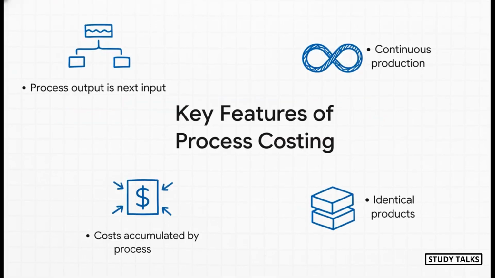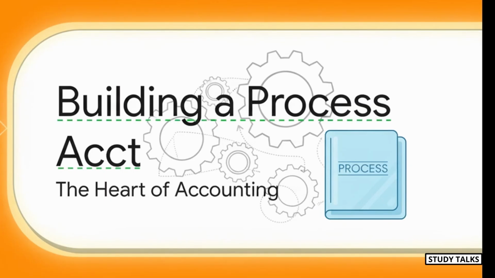So here are your clues. In an exam question, if you see that production is continuous, the products are identical, and you can't tell them apart, and costs are being tracked process-wise and not by job, ding, ding, ding, you know for sure you are dealing with a process costing question. It's that simple.